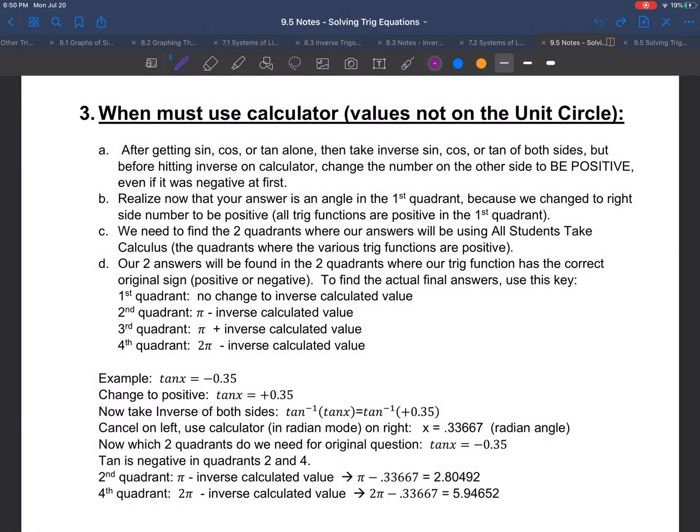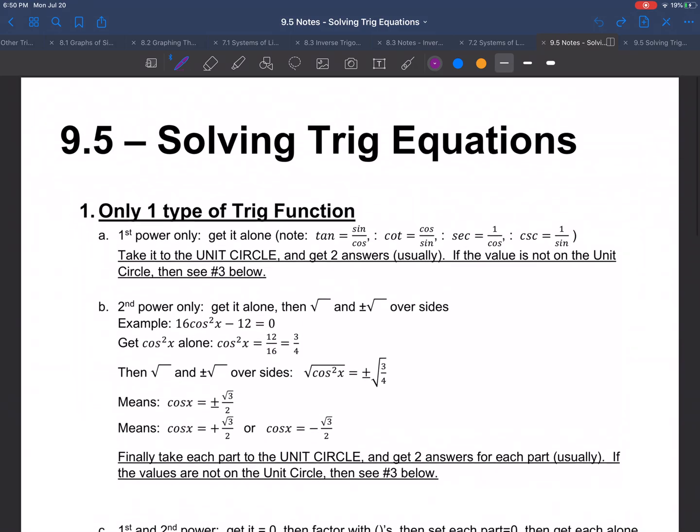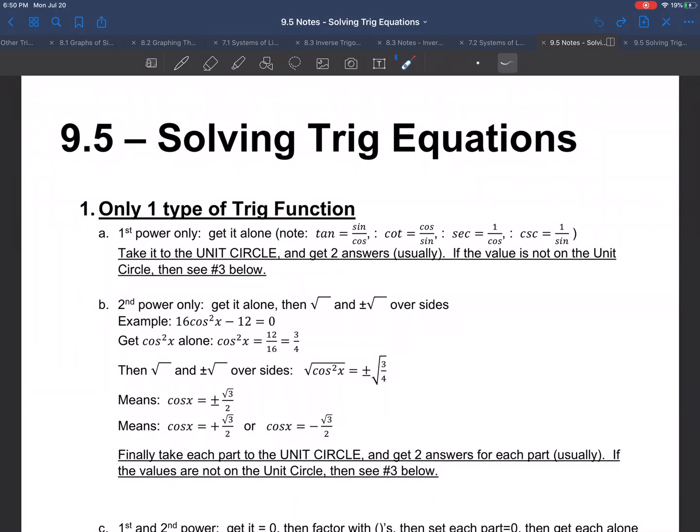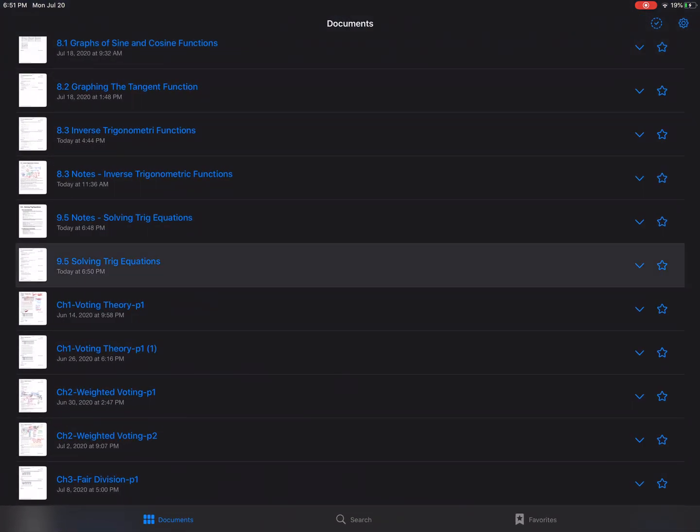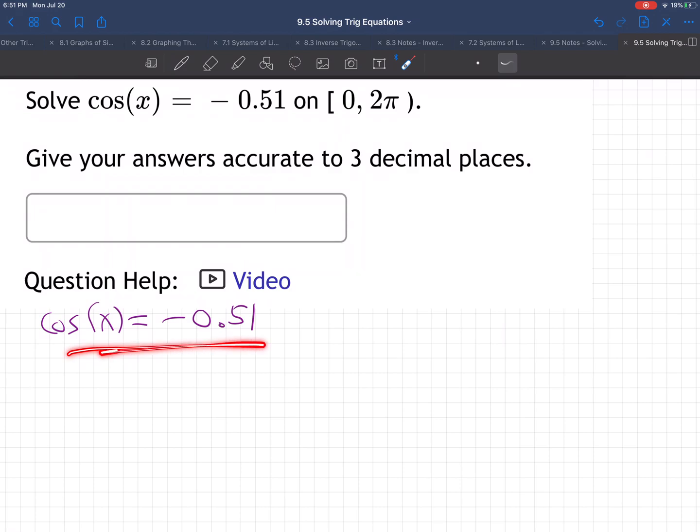So here are the notes. Coming up to number 1 here, it says if you have only one type of trig function, which we do, we just have cosine, first power only, yep, we just have first power cosine, get it alone. And then take it to the unit circle, get your 2 answers. I think it already is alone. If the value is not on the unit circle, then see number 3 below. That's our situation, right? So it already is alone, and negative 0.51, that's not on the unit circle.